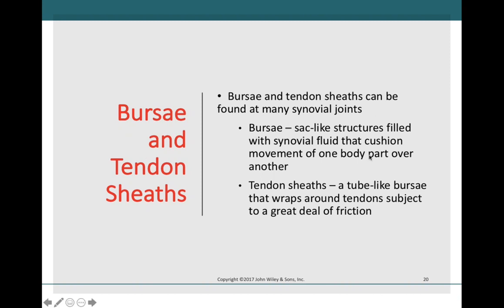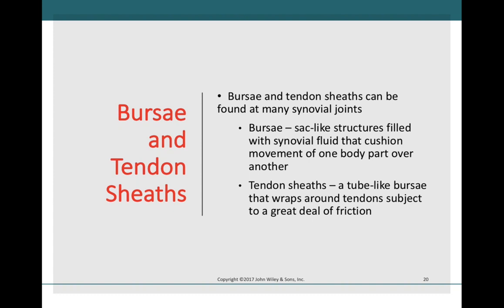Bursae are sac-like structures. They're essentially bags that are filled up with synovial fluid, and they'll help to cushion certain joints that get a lot of traffic. Tendon sheaths, on the other hand, are sort of elongated bursa, so they are sort of shaped like a tube, and I have a picture of a tendon sheath at the end of this presentation. Tendon sheaths are given their name because they will wrap around elongated tendons, and they will help to reduce friction and allow for sliding, as our muscles are constantly pulling on tendons.